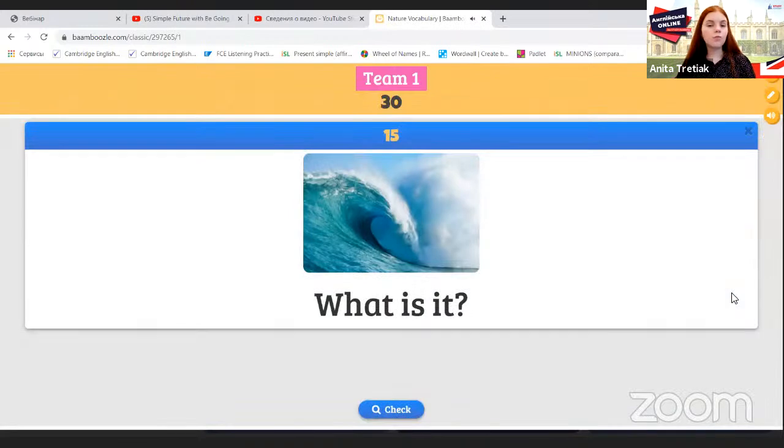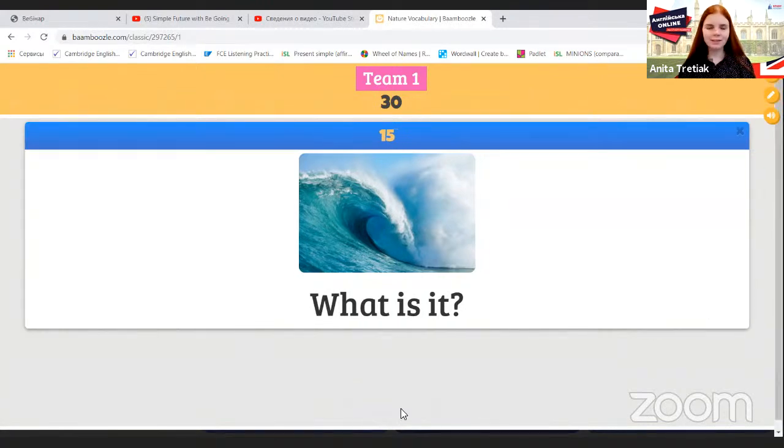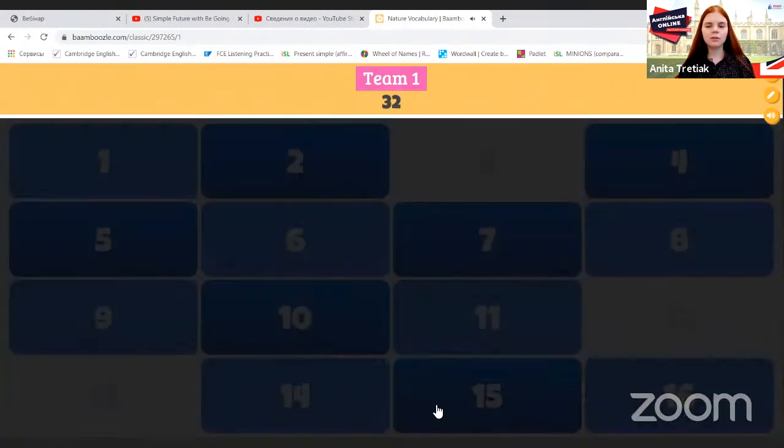I want to pick this one. What is it, guys? What is it? What can you say about this one? And yes, that's right. That's a wave. Very good. But maybe I was wrong. Let's check. That's a wave, sure.